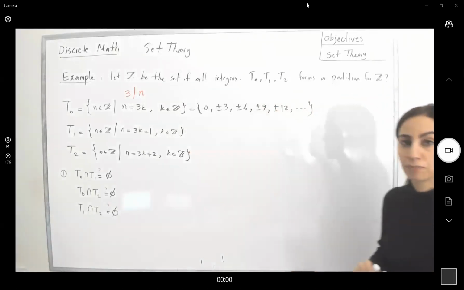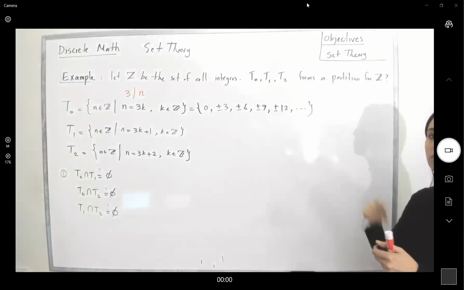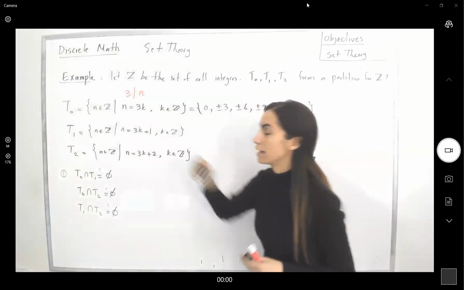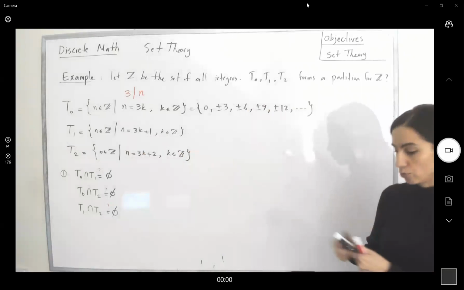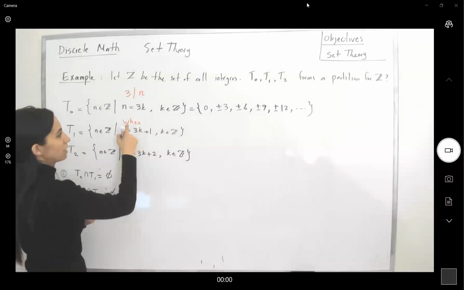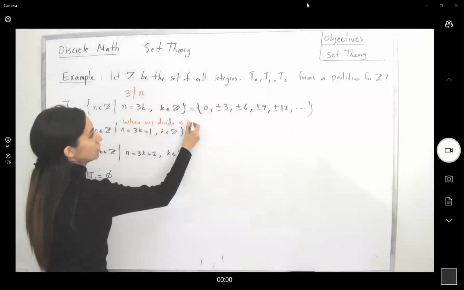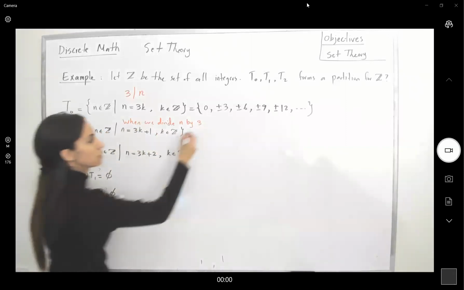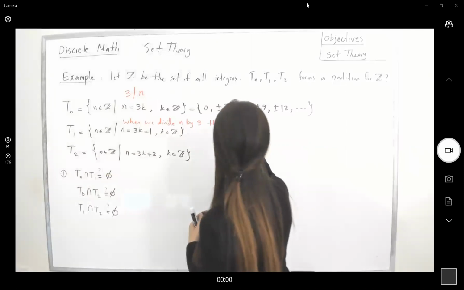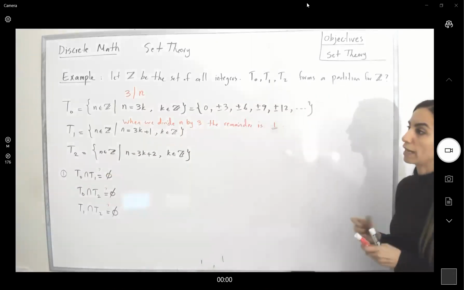What about this case here? It says, hey, n can be written as 3 times k, and when you do the division between n and 3, the remainder is equal to 1. So that's the meaning of that. When we divide n by 3, the remainder is 1. What are those values?